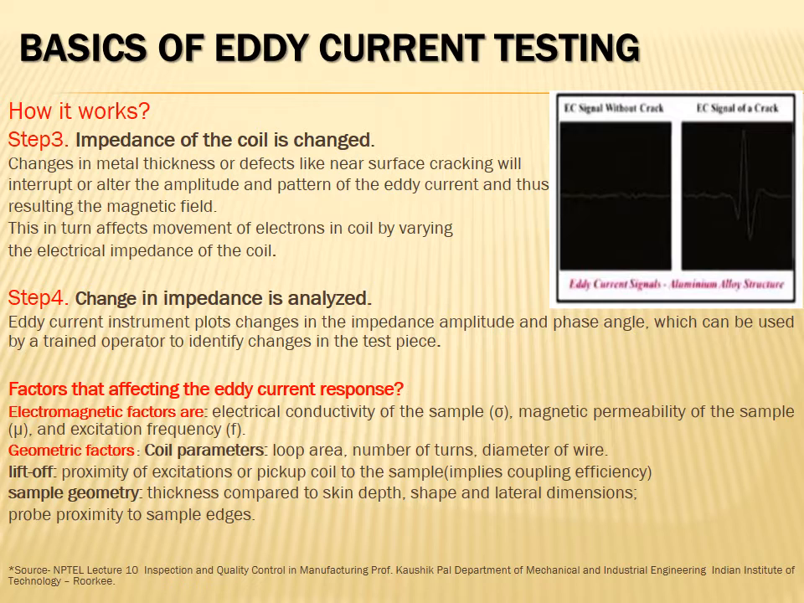Now the third step: the impedance of the coil is changed. A change in the metal thickness or defects like near-surface cracking will interrupt or alter the amplitude and pattern of the eddy current, and thus the resulting magnetic field. This in turn affects the movement of electrons in the coil by varying the electrical impedance of the coil itself.